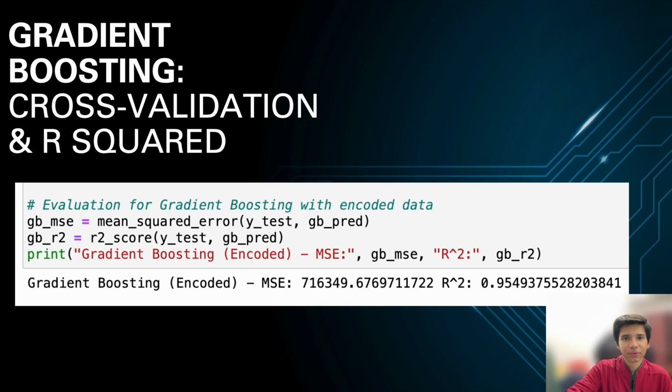The R-square value for the gradient boosting was significantly higher than that of the linear regressor at 95.4%.